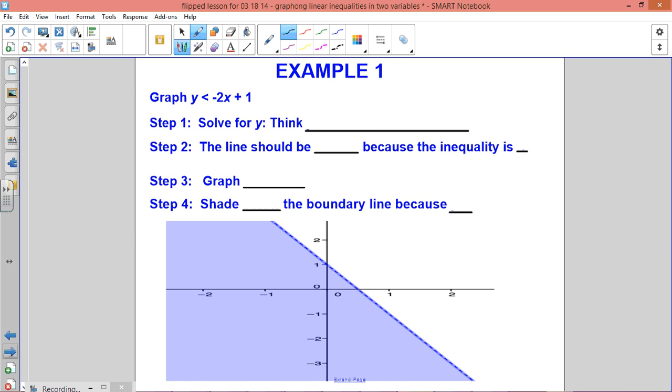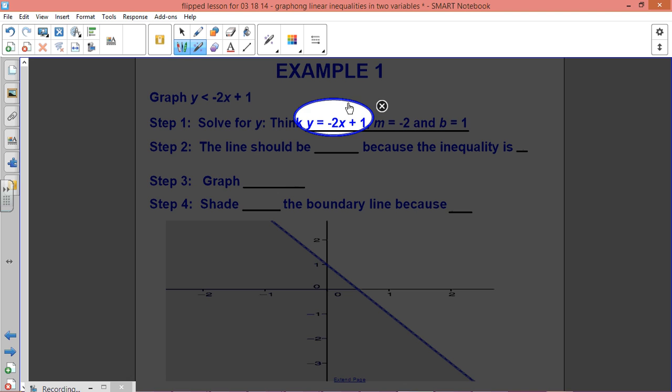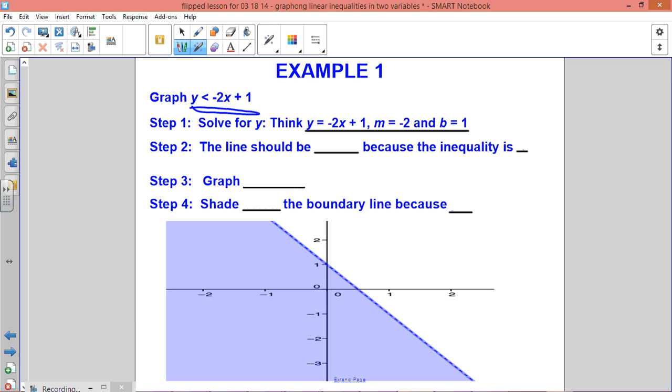Graph y is less than negative 2x plus 1. So I need to solve this for y. So I need to think y equals mx plus b. It turns out I already have it. So I'm going to try to graph the line y equals negative 2x plus 1, even though I'm really trying to graph y is less than negative 2x plus 1.